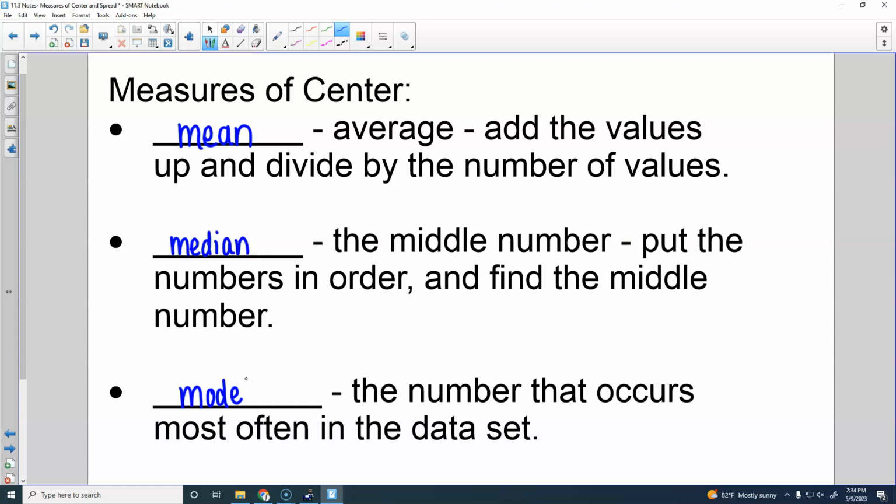Mode is not as helpful most of the time, and some data sets don't even really have a mode because you don't have any repeated values. But there can be cases where the mode is important, because if a number is showing up a lot of times, then that gives you a piece of information that you may need to know. So mean, median, mode should be values you have heard about before. Going to be important for us to look at.